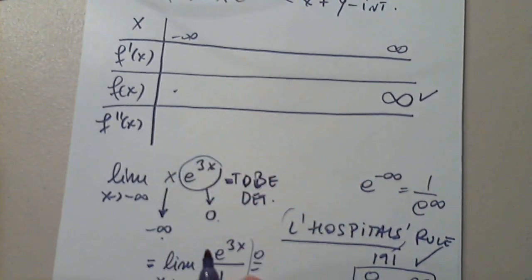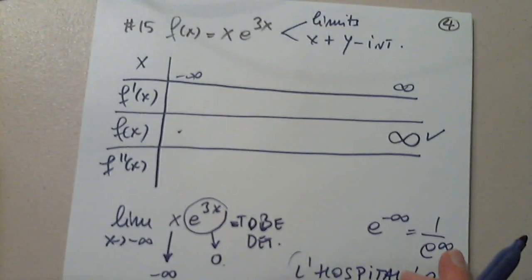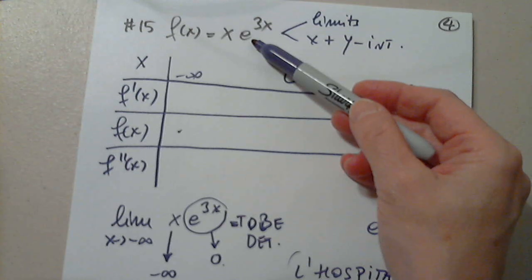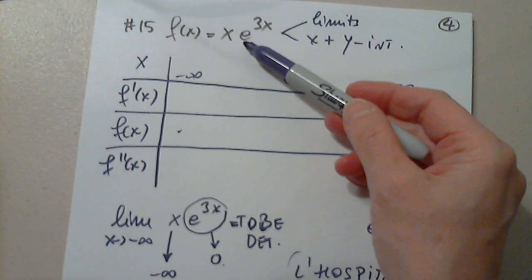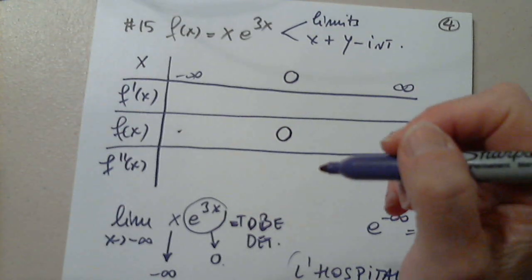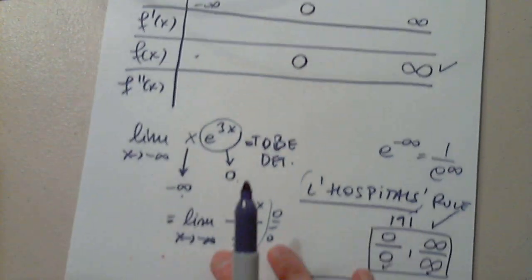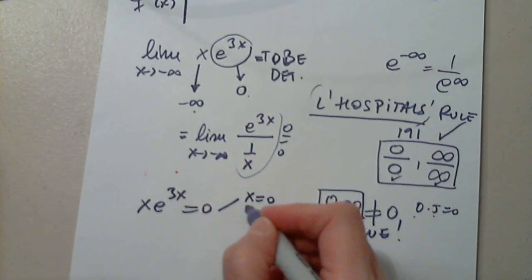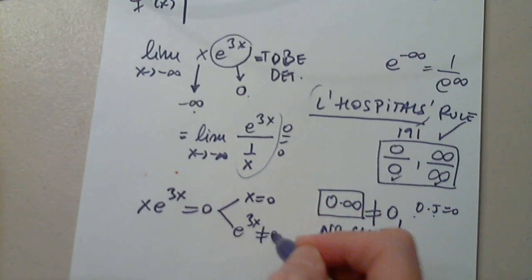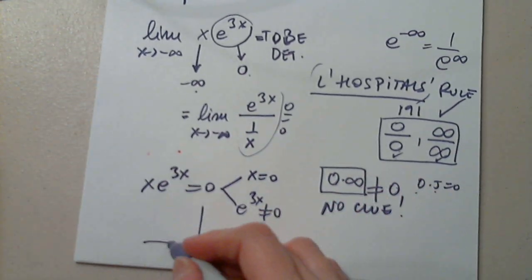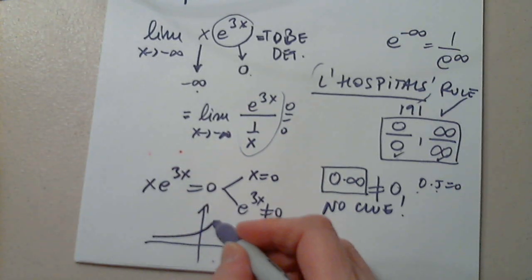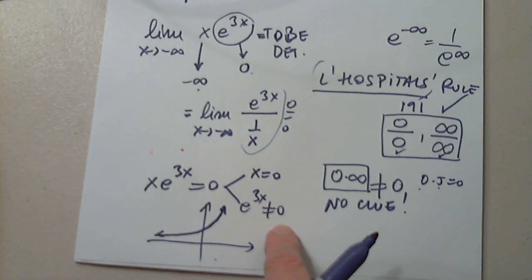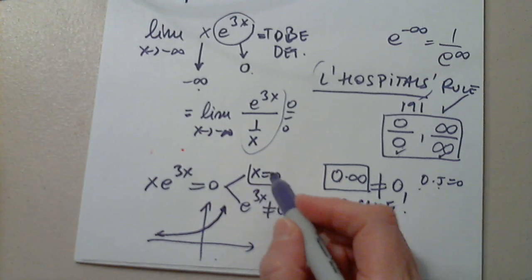Okay, now I need to find the x and y intercepts. So 0. When x is 0, 0 times 1, because e to 0 is 1, 0 times 1 is 0. And there are no other x-intercepts because for x times e to 3x to be 0, x can be 0, but e to 3x can never be 0. How come? It's this graph. e to 3x is this graph. It never touches the x-axis. e to 3x can never be 0 or negative. So this is the only option.